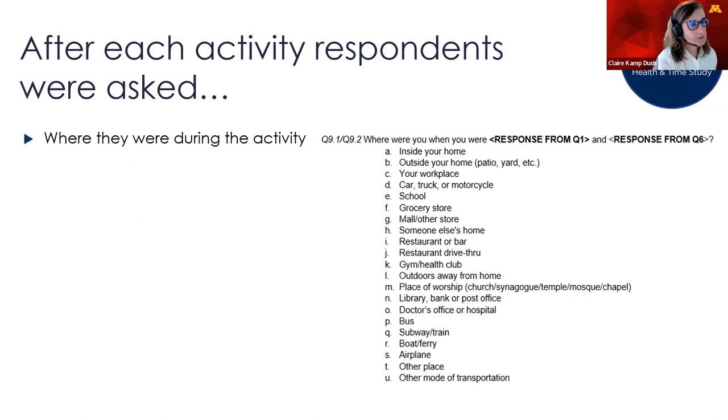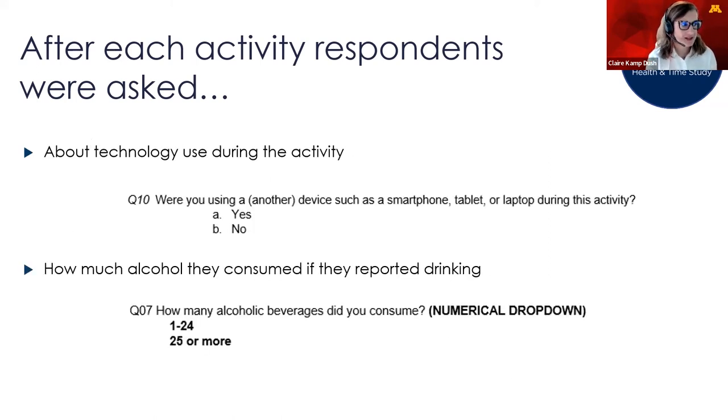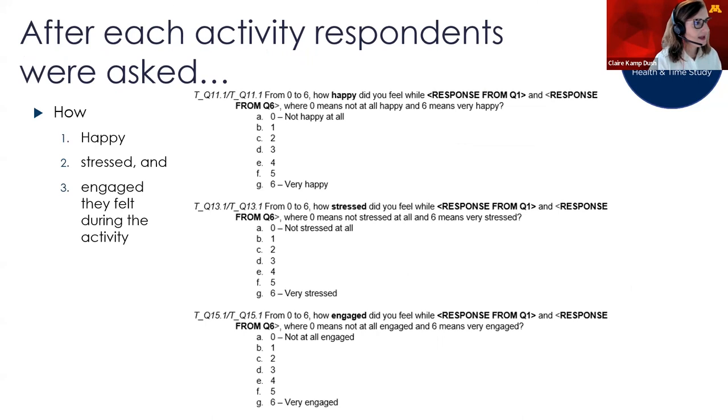They were also asked where they were. So were they inside their home? Were they someplace else? They were also asked about technology use. So were you using another device while you were doing this? Let's say you were relaxing with your partner. Were you using a smartphone, tablet, or laptop during that as well? And then they were asked how much alcohol they consumed if they reported drinking. So how many drinks did they consume? And then after every activity, they were also asked how happy, stressed, or engaged they felt during the activity. So how happy they felt, how stressed they felt during it, and then how engaged they were.